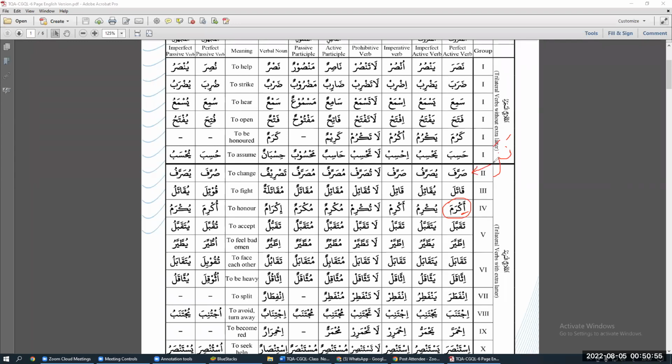Nazala. In form 3? Nazala. In form 4? Anzala. You have seen in the Quran, there are many words anzala, but coming from here. Okay, now tell me, how is form 5 made?